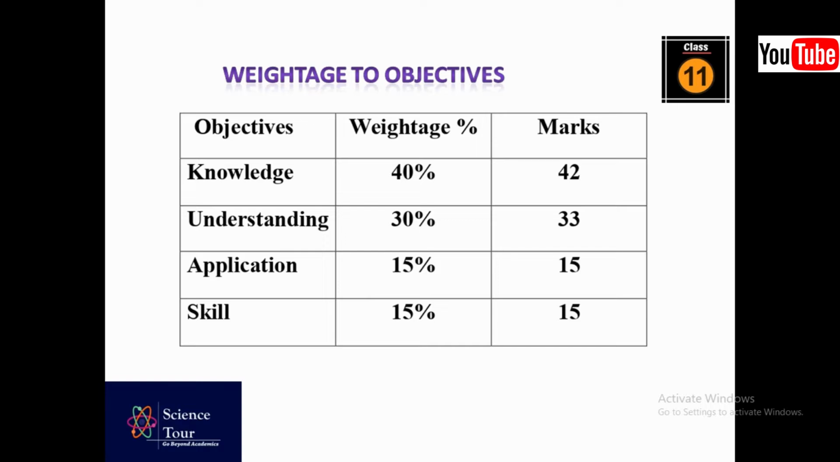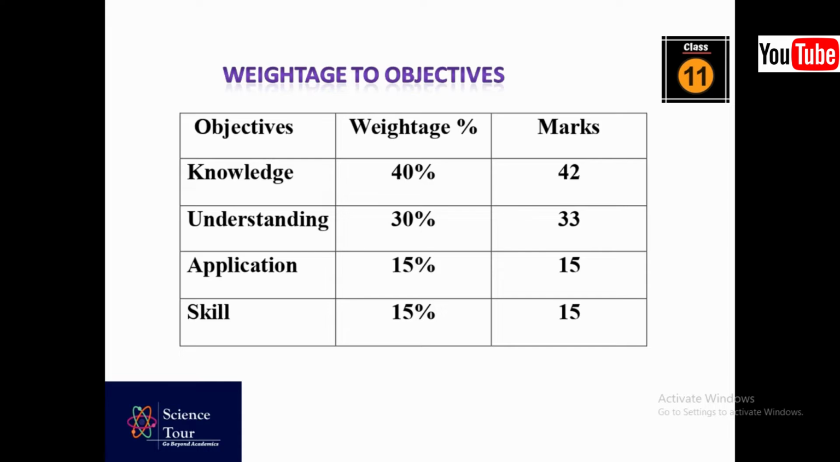Then the last comes the skill. The weightage for skill is 15%. That means 15 marks are allotted for the skill based objective. Skill means draw the diagram, draw a neat and well labeled diagram, or solve a particular numerical problem. So all these are skill based. So these are the objectives which are covered: knowledge, understanding, application and skill.